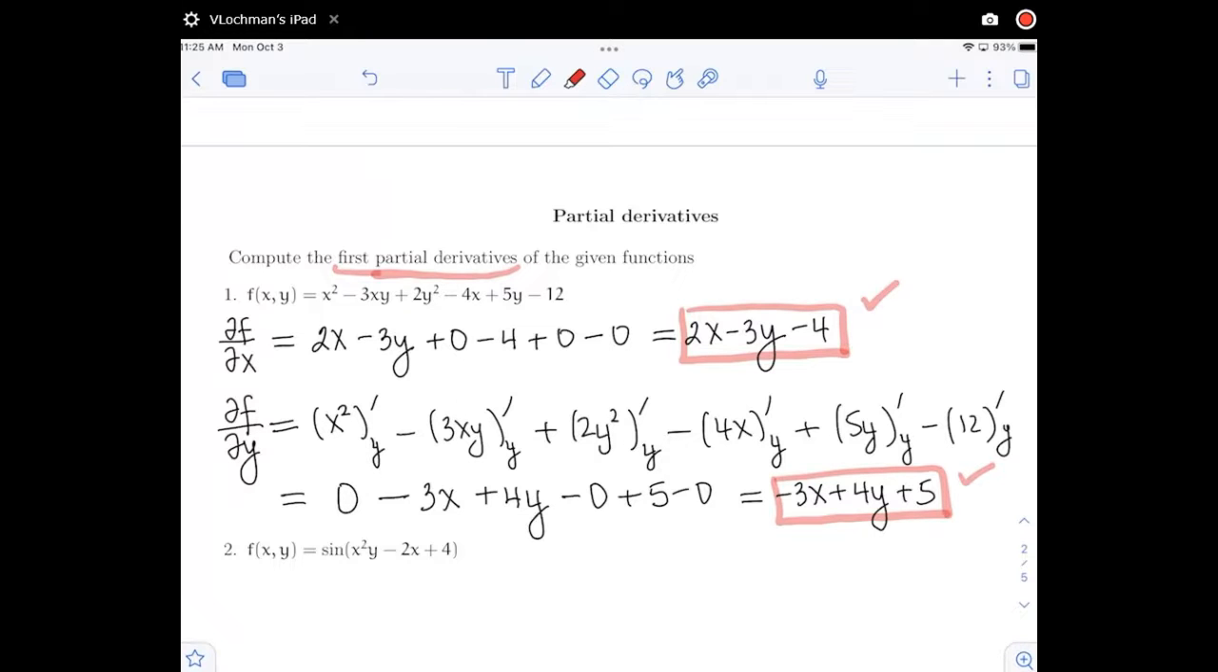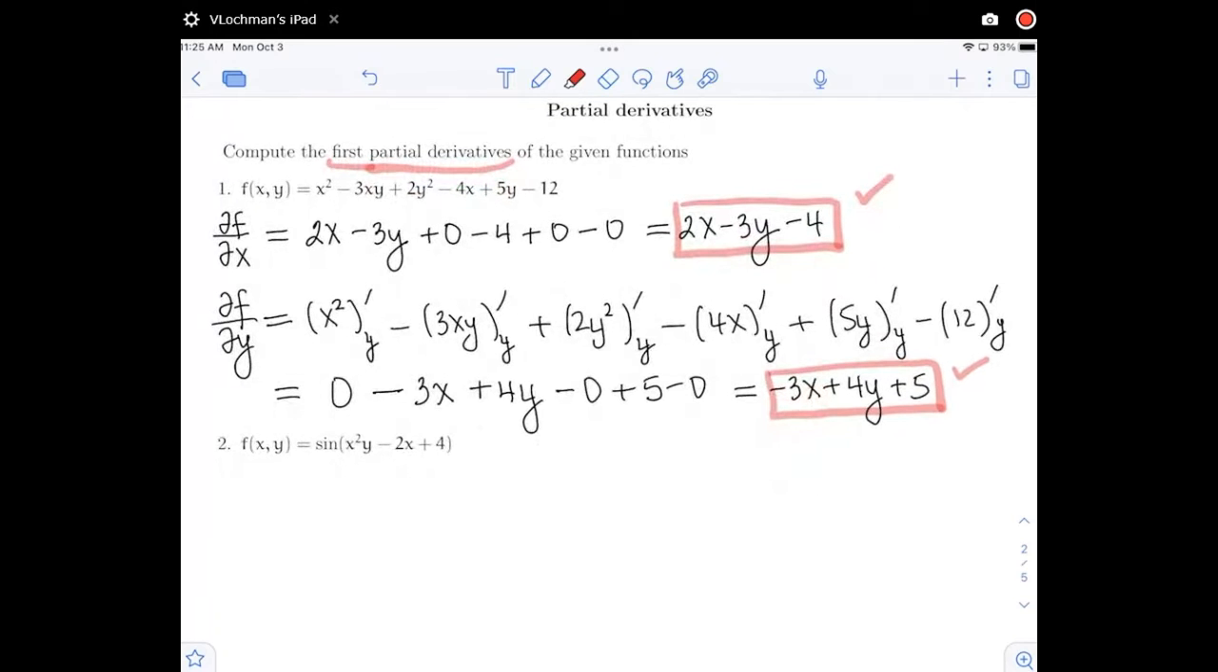Okay, then let's go ahead and work through these. Let's see if you can help me out here. dx, dy, df dx, first one. df dx. Let's go ahead and do this one. Or if you'd like to write it like this, f subscript x.